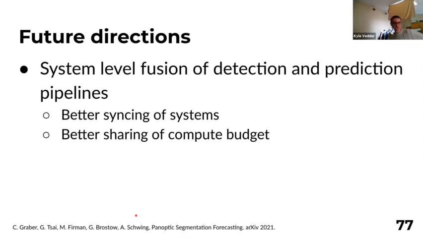I also think that, and I haven't really seen this done on a large scale, this is somewhat done on a small scale, there's a place for system level fusion of detection and prediction pipelines, right? So the reality is in these robot systems, there's not just a vision pipeline and that's the only problem. You also need to worry about making decisions. You also need to worry about estimating how other agents in the environment are moving and these sorts of things.